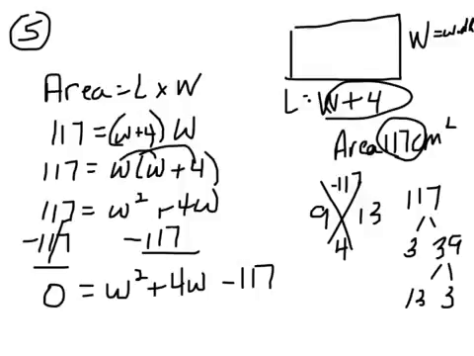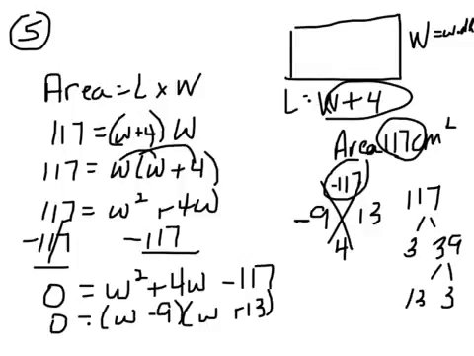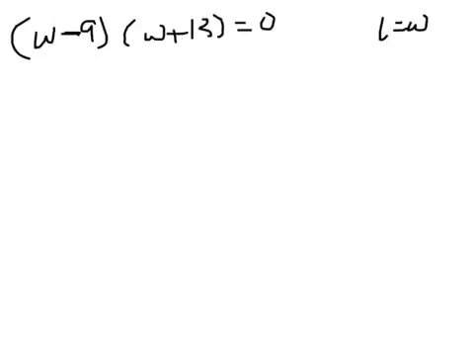I need to get a 4 out of it. So I need to have 13 minus 9 is 4. Now, negative 9 times positive 13 would give me this negative 117 that I need. So my missing numbers were negative 9 and 13. So this factors into W minus 9 times W plus 13 is equal to 0. Okay, so let me go to another page. W minus 9 times W plus 13 equals 0. Okay, we know that length is W plus 4.